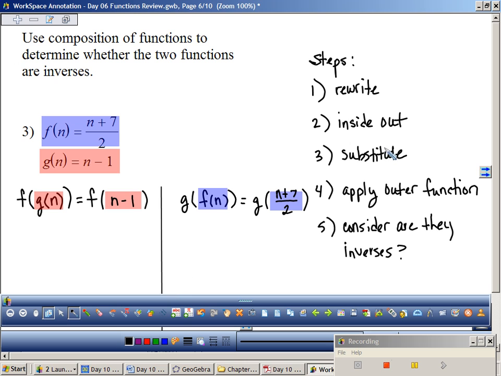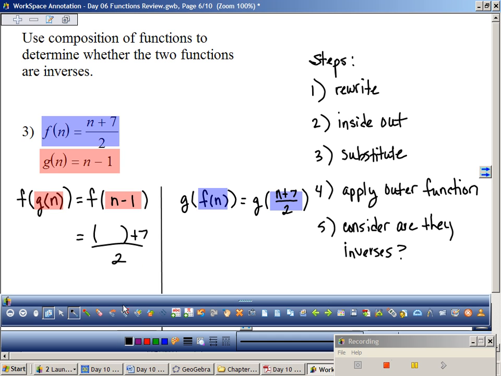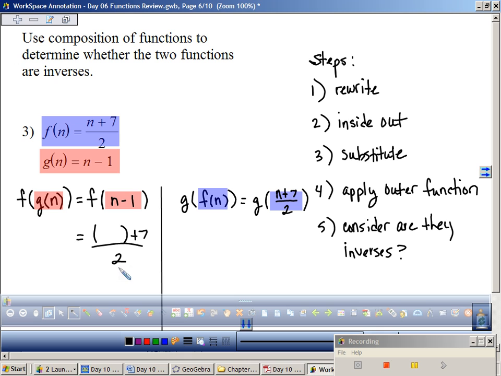Okay. Now I need to apply my outer function. F of n is my outer function, n plus 7 over 2. Isn't it negative? This one? This says n plus 7 over 2. Isn't that what I wrote? I thought there was one, but there isn't. There is not. So we're all three.